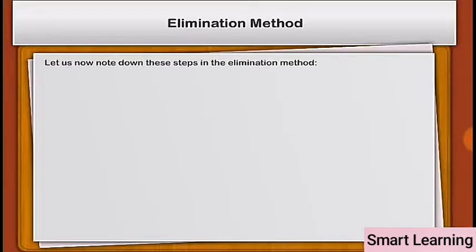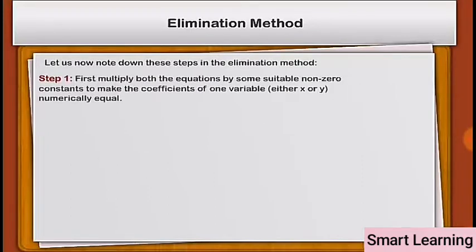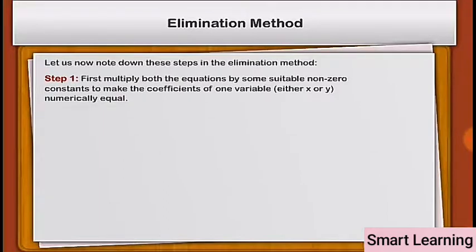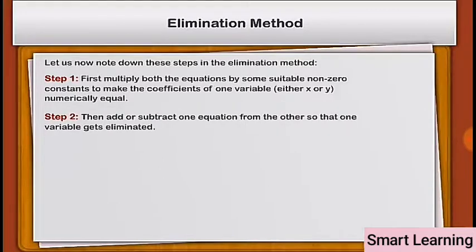Let us now note down these steps in the elimination method. Step 1. First, multiply both the equations by some suitable non-zero constants to make the coefficients of one variable, either x or y, numerically equal. Step 2. Then add or subtract one equation from the other so that one variable gets eliminated. If you get an equation in one variable, go to step 3.